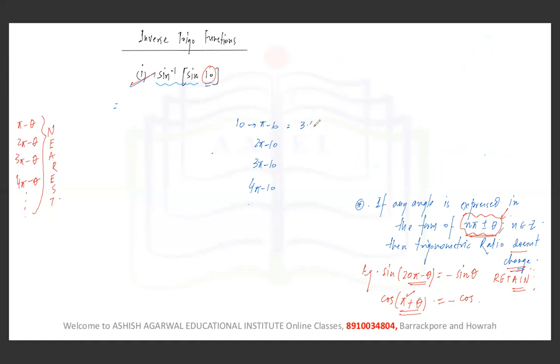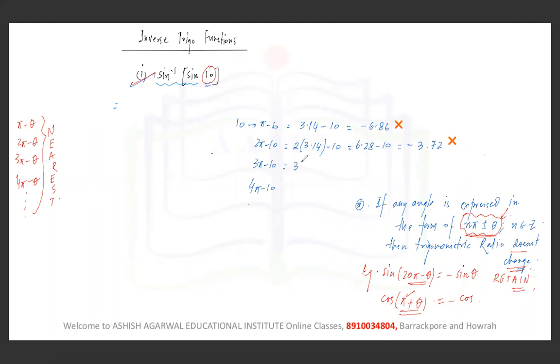Pi minus 10 का मतलब क्या है? 3.14 minus 10. What value will this give us? This will give us minus 6.86. And once again, minus 6.86 is outside the range. We will not consider this. If we take 2 into 3.14 minus 10, it becomes 6.28 minus 10, and this will give us minus 3.72. And once again, this is also outside the range, so we will not accept it.